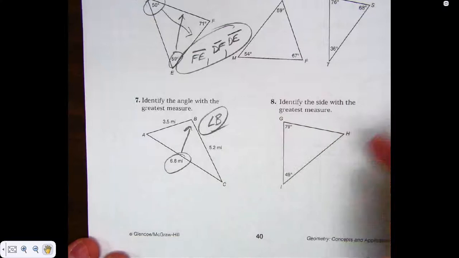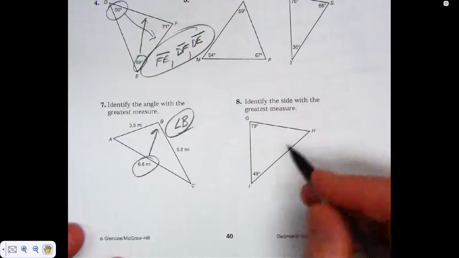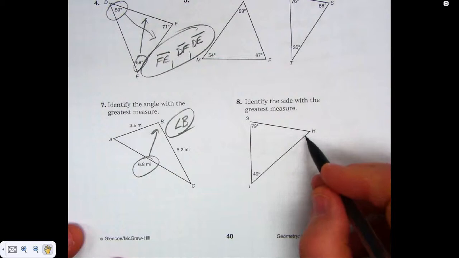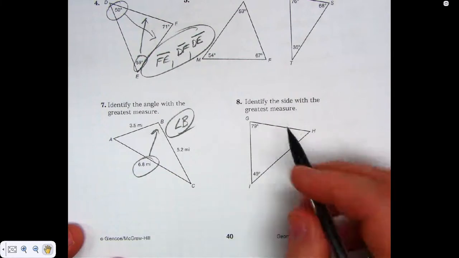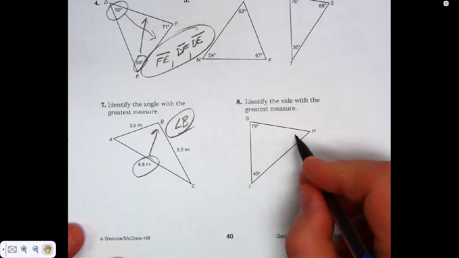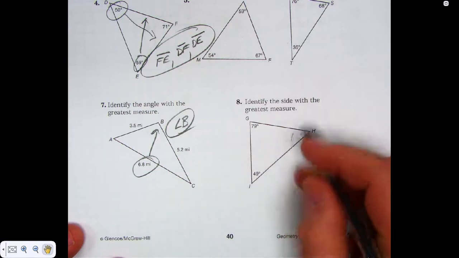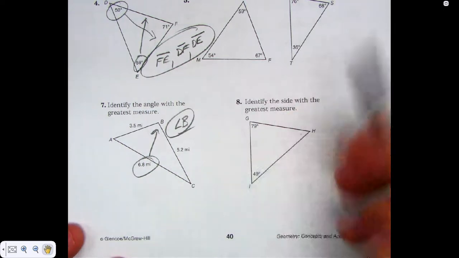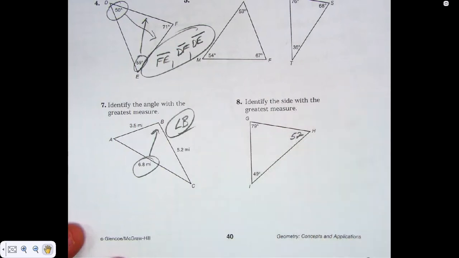On the next one, identify the side with the greatest measure. They don't give you an angle, but what do all the angles have to add to? So this is 79, this is 49, what's this one got to be? Well, what's 80 plus 50? 130 minus 2, 128's left, so this one has to be what? 52? Is that right?